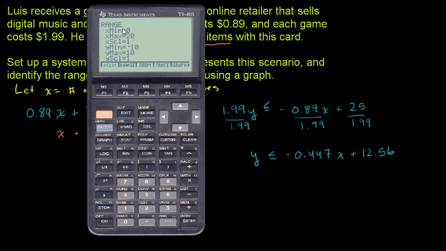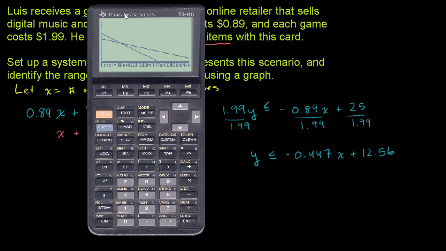Let's make the x scale 1. The minimum y value is 0. He can't buy a negative number of games. Let's make y max 20 and y scale 1. And now let's graph it. There you go. So we're sitting in the positive quadrant.